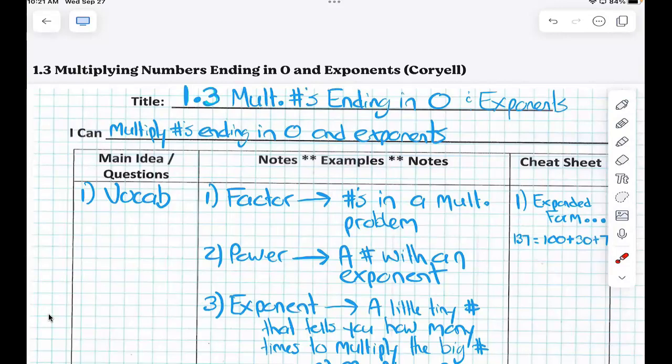We're doing 1.3, multiplying numbers ending in 0, and we're also doing exponents. Can you multiply numbers ending in 0 and exponents? Yes. Eyes up here.